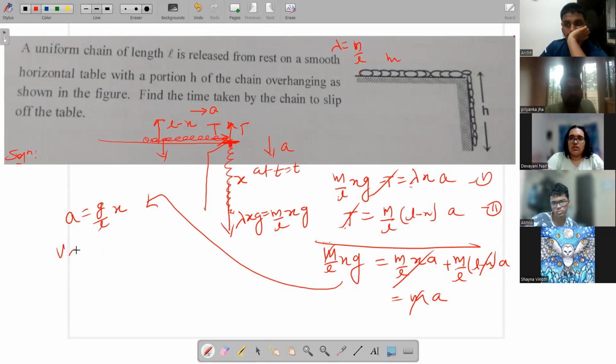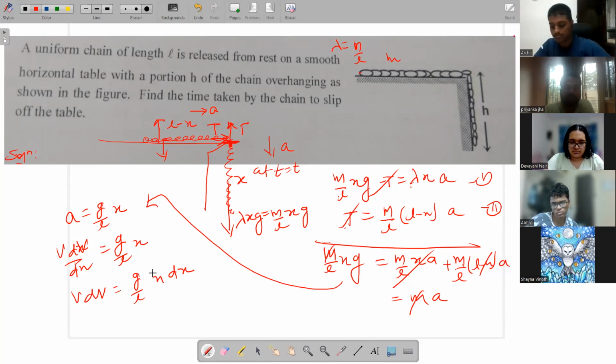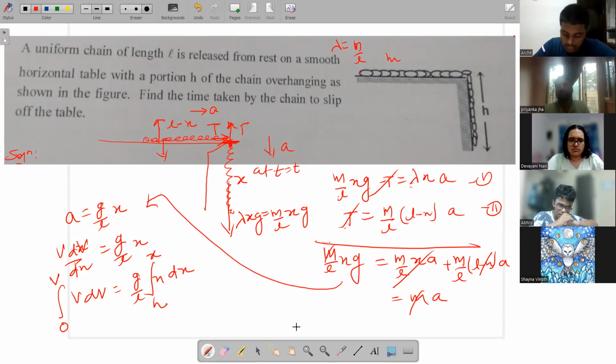Now for this a, write this as v dv upon dx. That is how we write acceleration. g by L into x. So v dv equal to g by L into x into dx. Now you integrate it. See, initially when x was h, right? Initial value of x was h, because this h part was hanging at time t equal to 0. So at that moment, the chain was at rest, so velocity was 0. At any moment, x part will be hanging. At that moment, the speed of the chain will be v. You just have to integrate this.